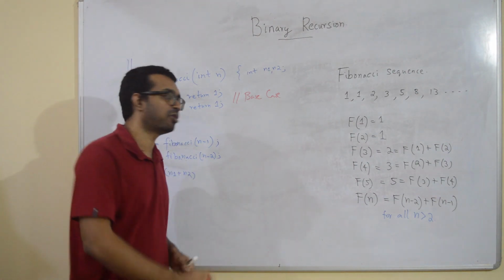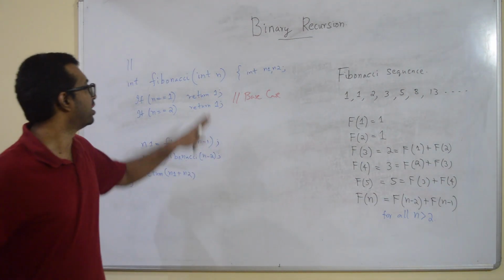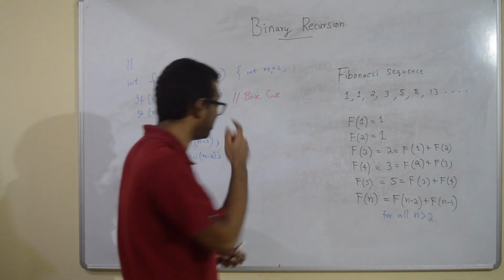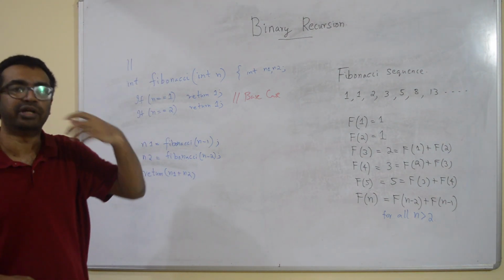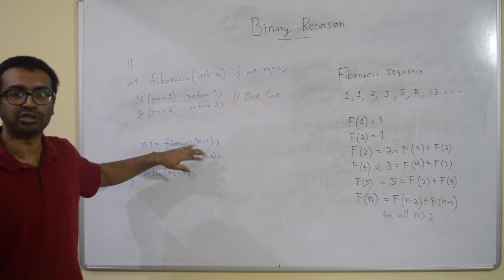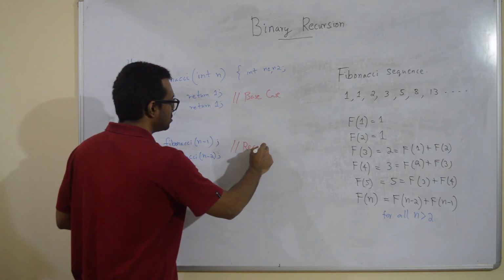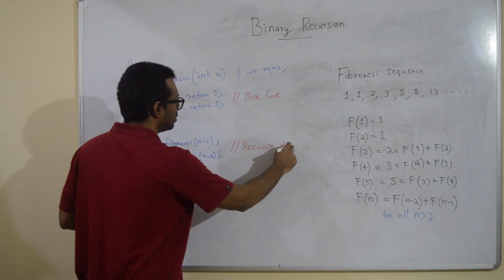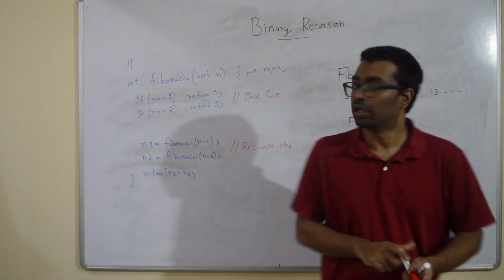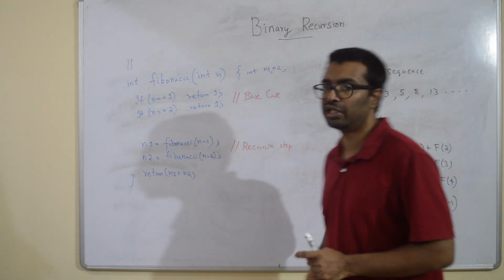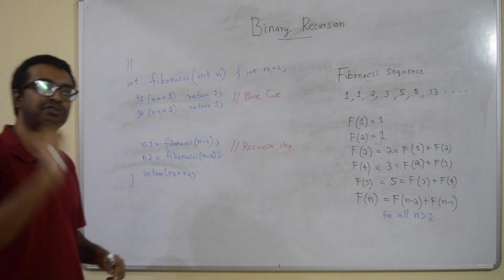So that's fine. Next property we need to check is, has the input parameter value decreased? Here the input is the integer n. In the recursive call, has the input parameter value decreased? It has decreased in both the calls. There are two recursive steps, two recursive calls to the Fibonacci function, and we could see that in both the cases the input parameter value decreases. So that satisfies our second condition also.